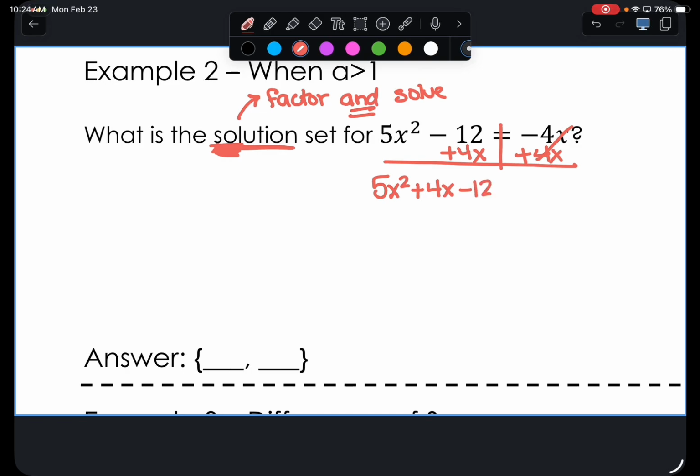Now that all of my terms are on the same side, how do we factor this? Kidnap. Okay, when you kidnap, you do what? You multiply the 5 to the rest. So 5 times negative 12 is? -60. Okay. That was pretty good. So negative 60 at the top, 4 at the bottom. No guessing. What are my factors here?